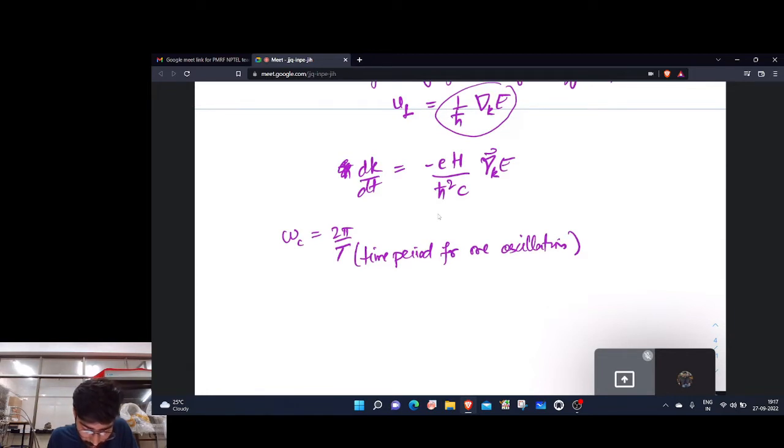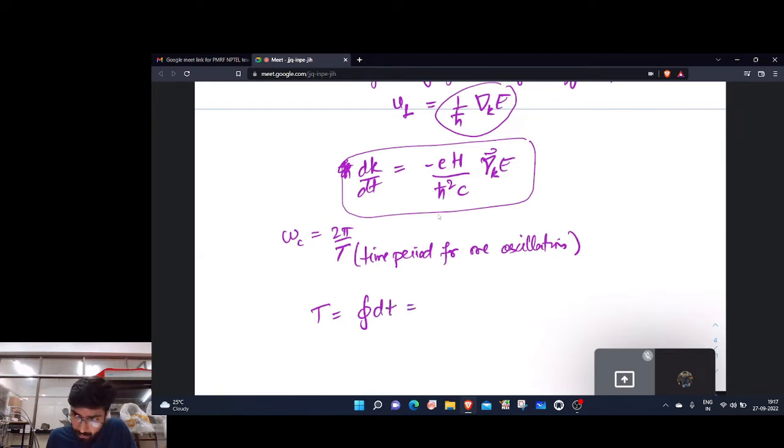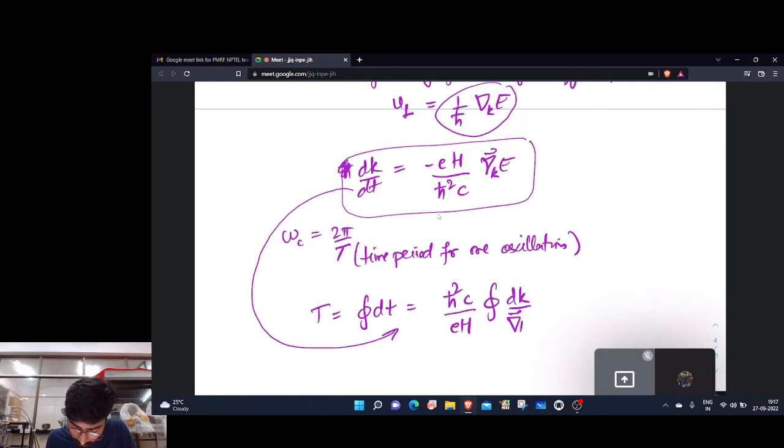And to find time, we can integrate this equation. So the total time would be the closed loop integral of dt, which can be written as follows. Now just rearranging this equation, ħc divided by eH times the closed integral of dk. Now we have del k.